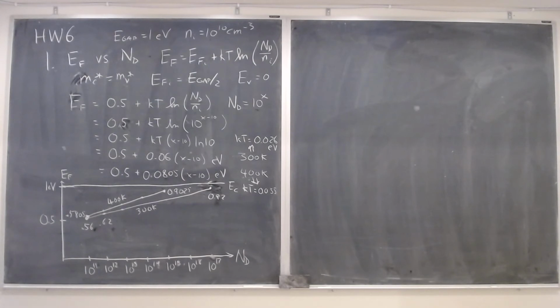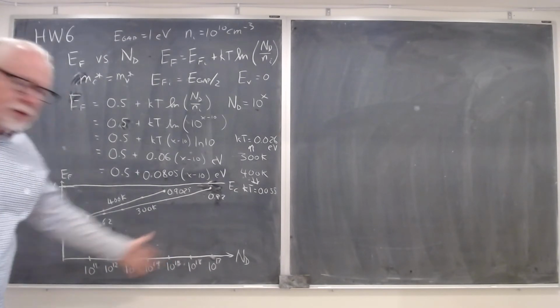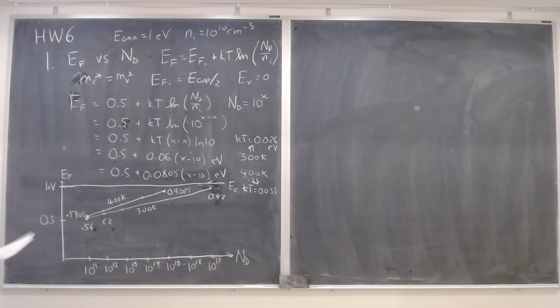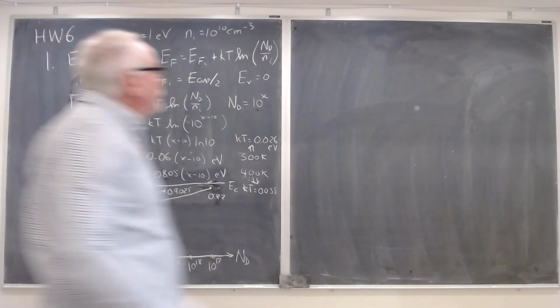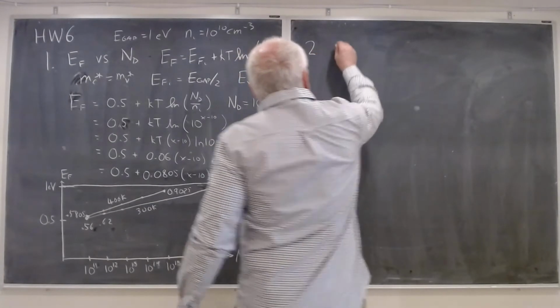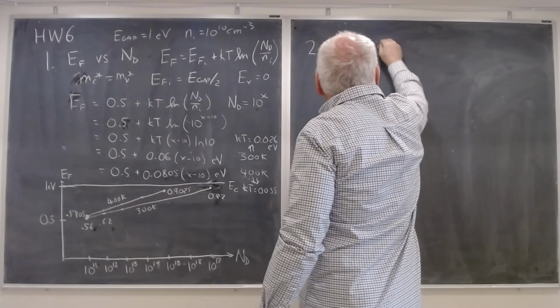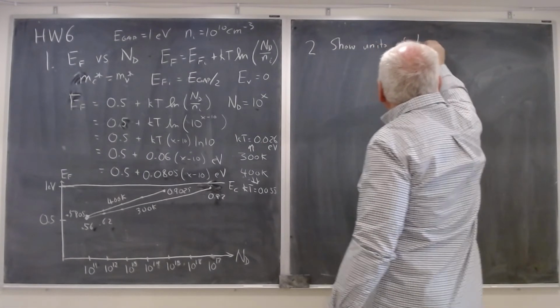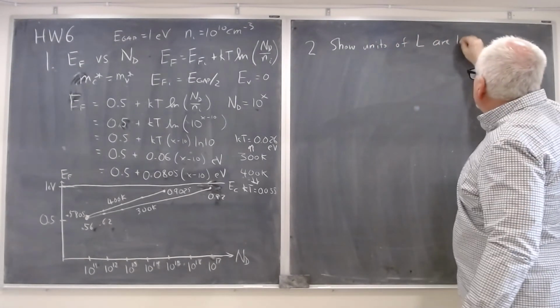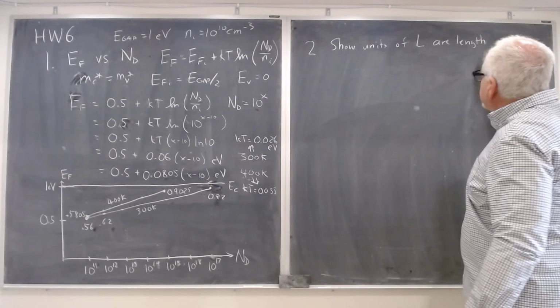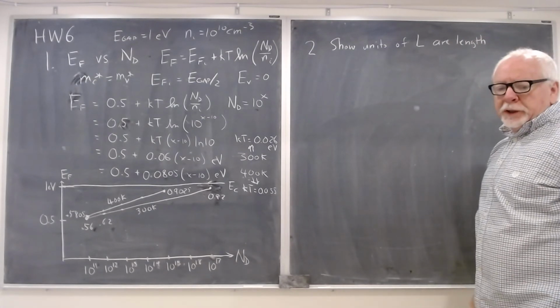So hopefully that problem really reinforced your understanding of how the Fermi level varies as you change the doping level. Okay, problem 2 was to show that the units of the diffusion length, L, are length. So to do that, we have to start with D.